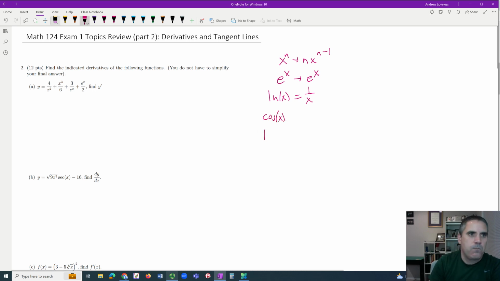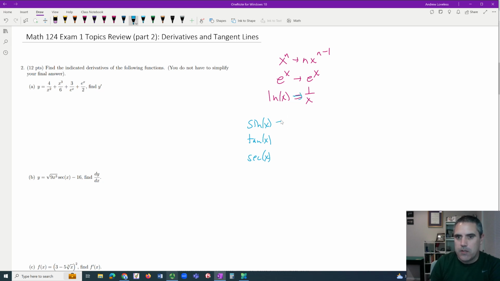Sine, I said sine but wrote tangent. So sine, tangent, I usually write second, secant. And we do need to commit these to memory.